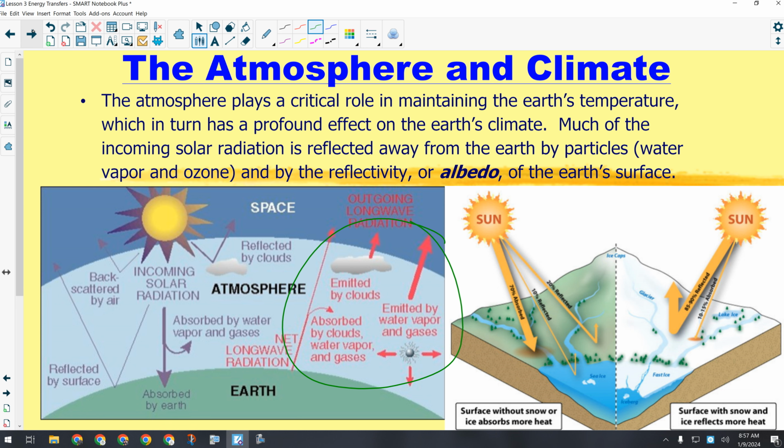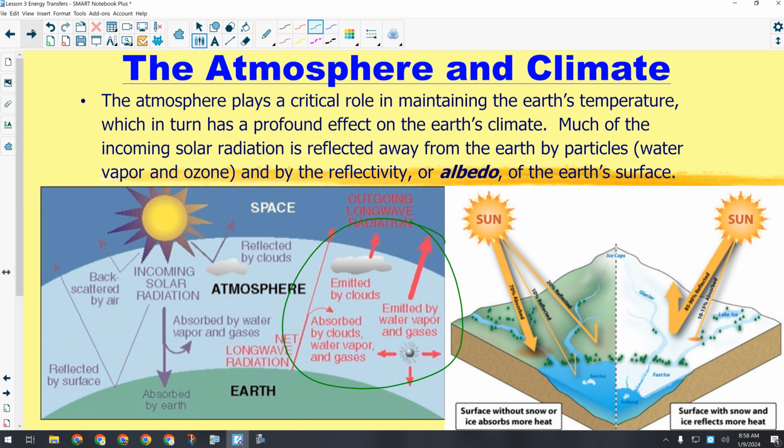On the other side of the coin, our other neighbor Mars has basically no greenhouse effect. It has an incredibly thin atmosphere and has no ability to retain solar energy, so it's frozen. So we've got to have that happy medium. Some greenhouse gases are good and important for maintaining temperature.